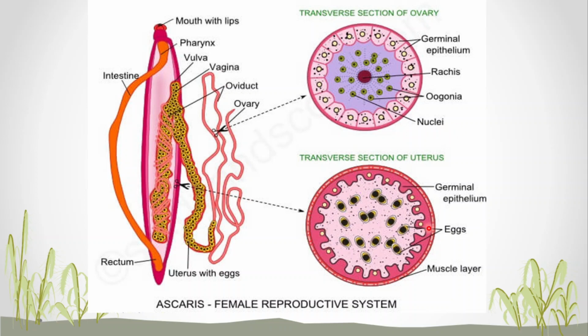Now this is the transverse section of the uterus. See, this is the basement membrane, the outermost membrane. Again, it is lined by the germinal epithelium cells, and the mature eggs are present, which are fertilized here. And this is the muscular layer, which helps in contraction and relaxation of the female reproductive system.